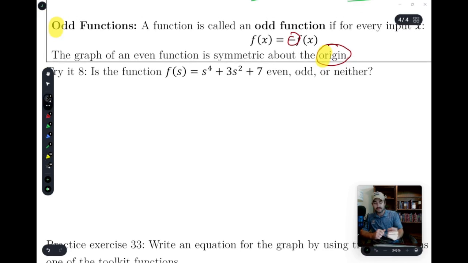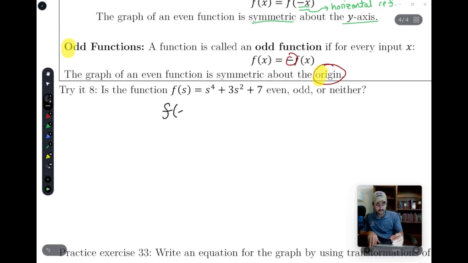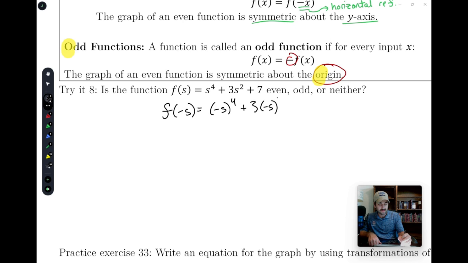All right, so here we go. Let's check it out and see. What we're going to do is plug a number in. We're going to plug a negative in and just see what happens. So what about f of negative s? What happens if we check? If we were to flip that negative s, we'd probably get negative s to the 4th plus 3 times negative s squared plus 7.